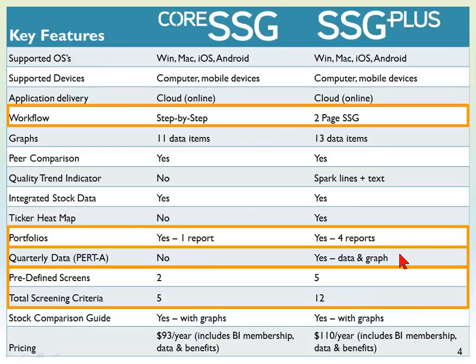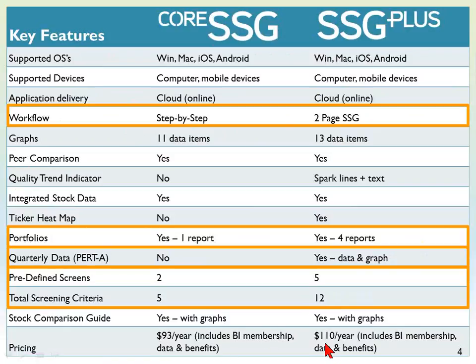And then there's a pretty big difference in the screening capabilities. So not a ton of screening criteria. If you want over 100 screening criteria, we actually have a whole separate product that our sister company sells. But we're up to 12 individual screening criteria for the SSG Plus.